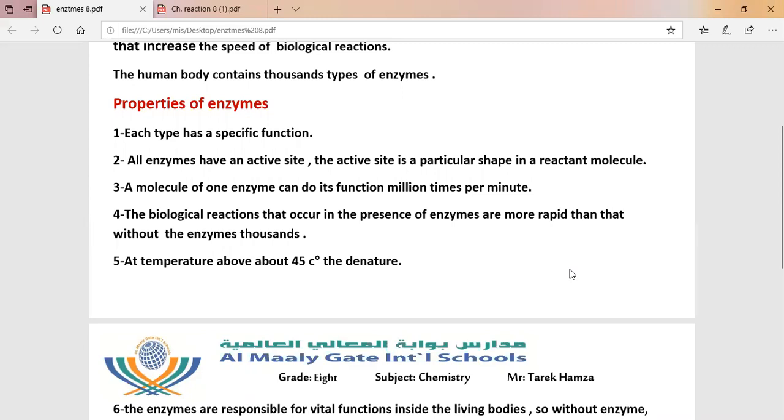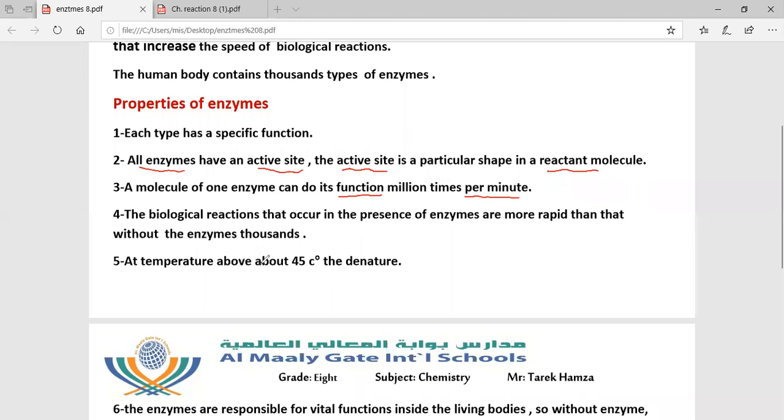Again, all enzymes have an active site. What is the active site? The active site is very important in reactant molecule. A molecule of one enzyme can do its function million times per minute. A biological reaction that occurs in the presence of enzyme is 1,000 times more rapid than without the enzyme.